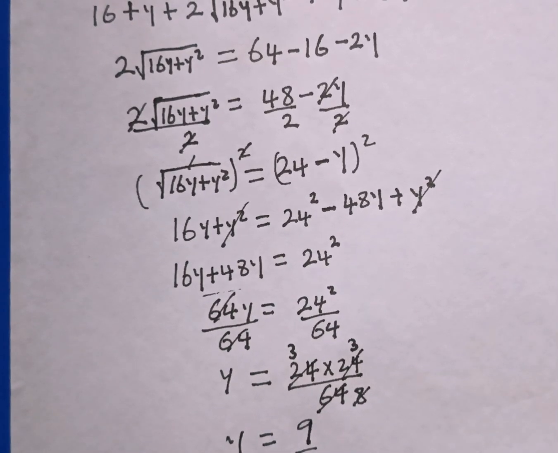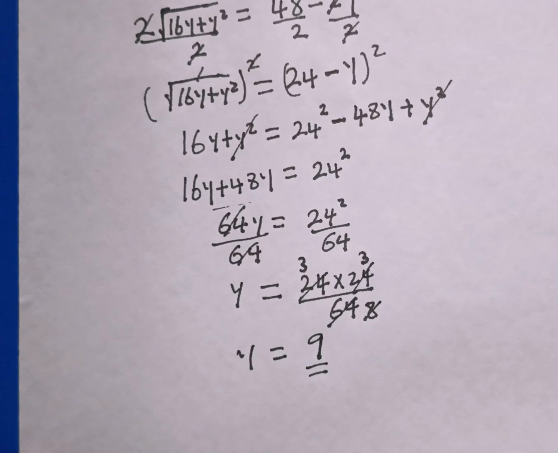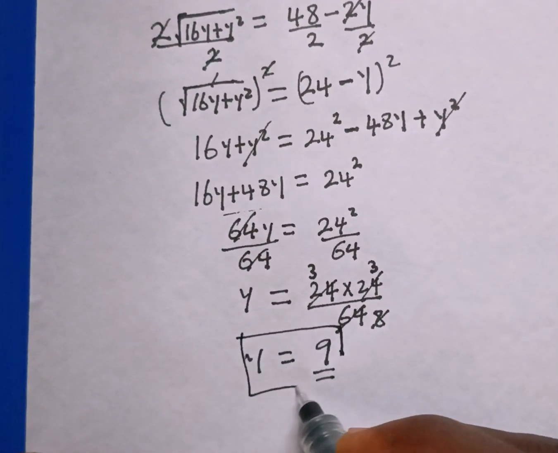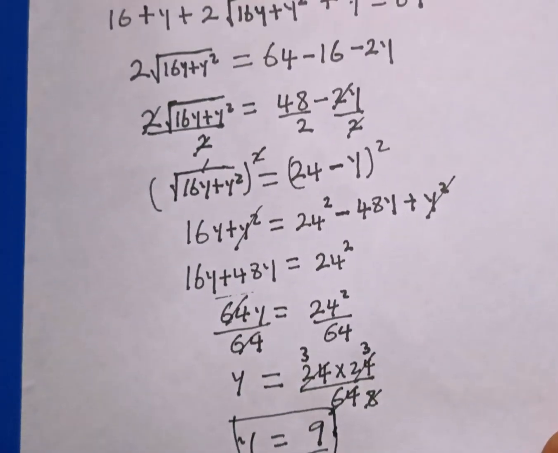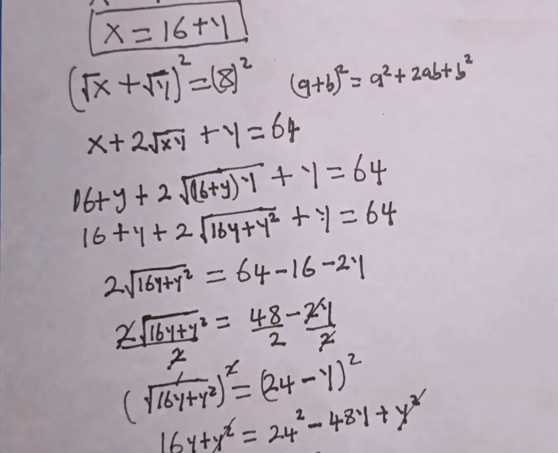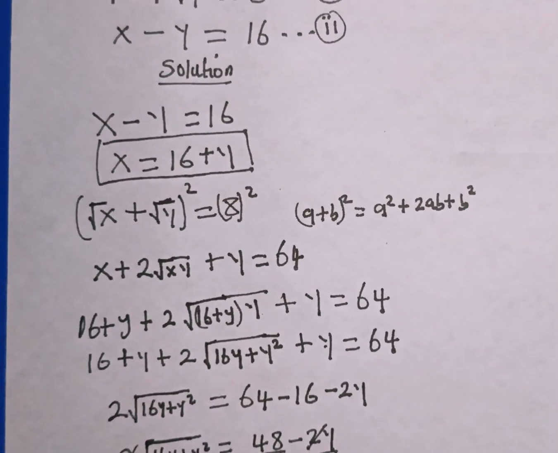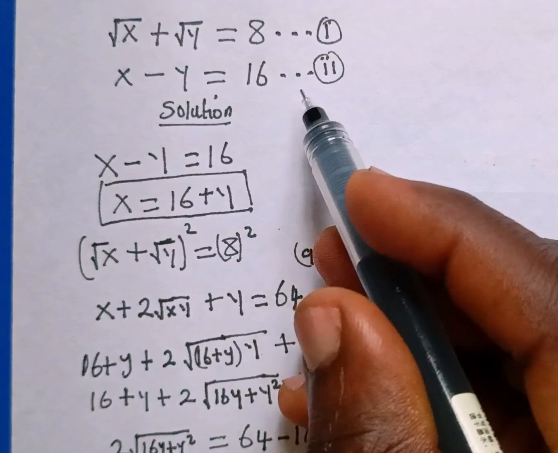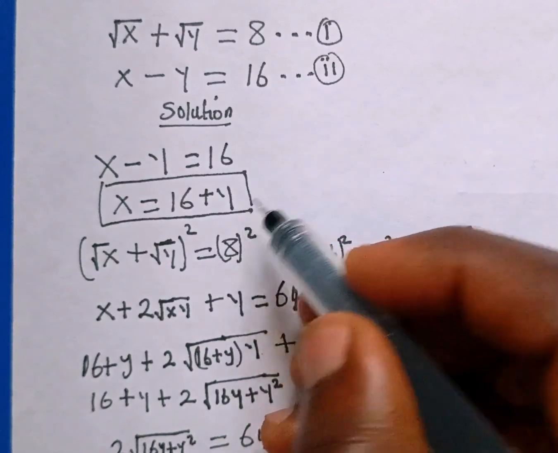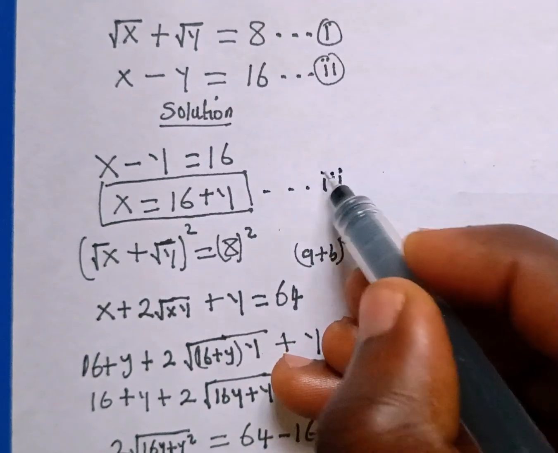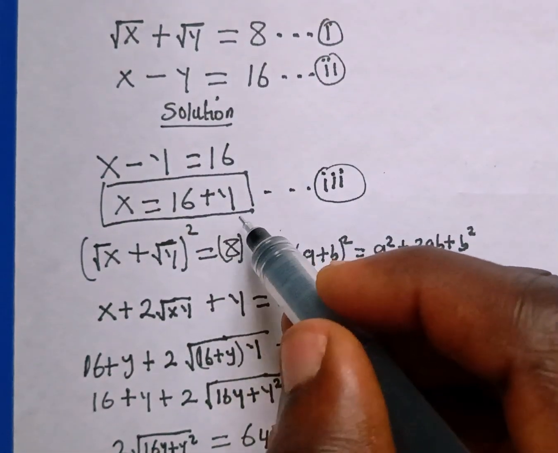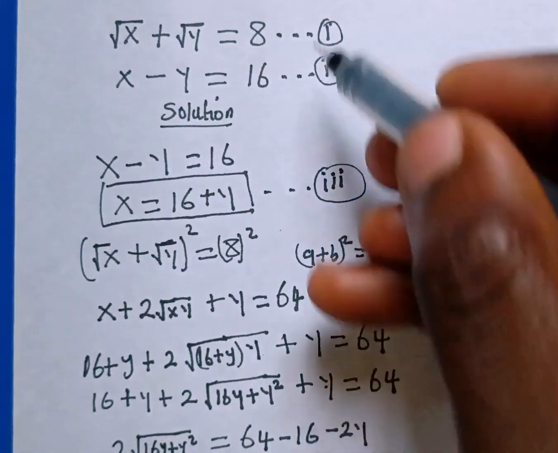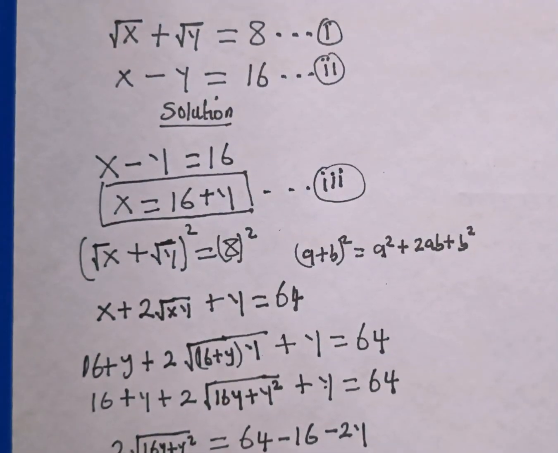Now, since we have got the value of y to be 9, how are we going to get the value of x? It is by substituting this value into any of the equations. As you can see, initially we are given the equation square root of x plus square root of y equal to 8, and x minus y is equal to 16. And we also have another equation here, so we can call this equation 3: square root x equal to 16 plus y. We're going to substitute the value of y into this equation, though you can substitute into any of the equations, but let's quickly substitute into equation 3.